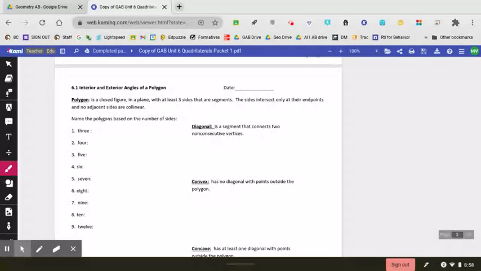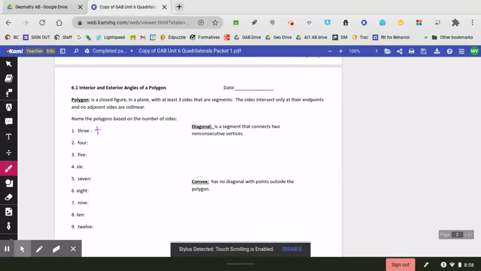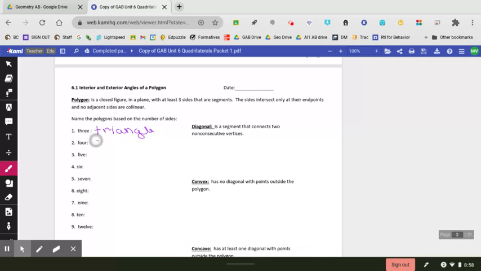So, the names of our polygons, most of these I assume you know. Three-sided is a triangle. Four-sided is a quadrilateral, and that's what we're really going to focus on this unit. Five is the pentagon. Six is a hexagon. Seven is a heptagon or septagon.